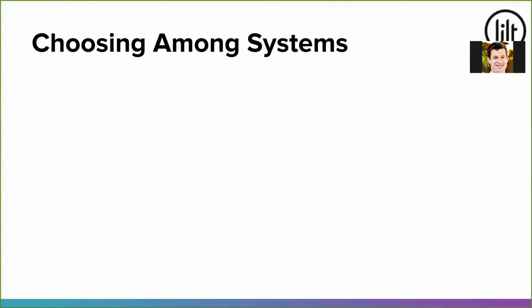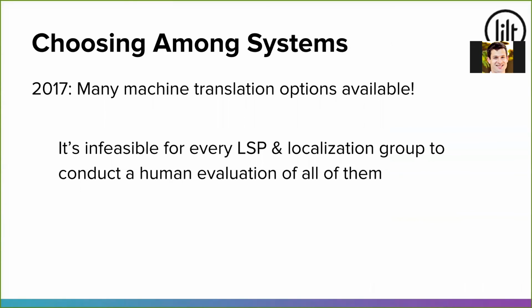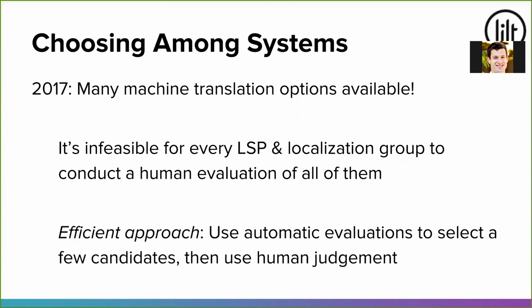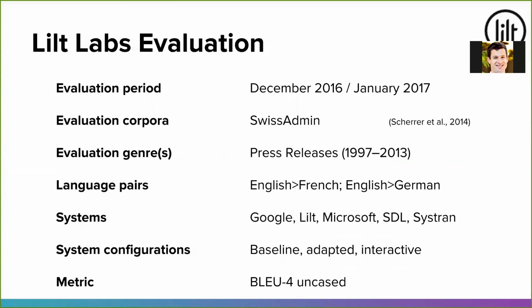Okay. So what we're going to do in 2017, there are many machine translation options available. It's infeasible to evaluate all of them. So the efficient approach is we'll use automatic evaluation to select a few candidates, and then we'll confirm those candidates with human judgments.